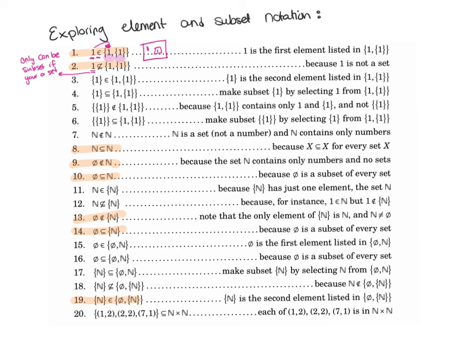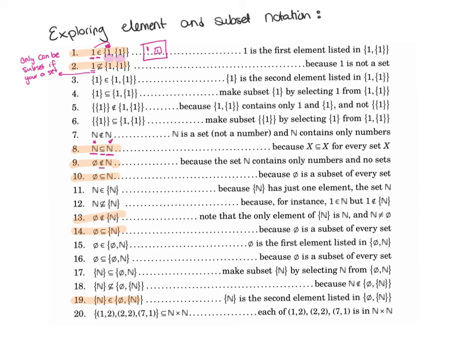Let's look at number 8. The set of natural numbers is a subset of the set of natural numbers. Any set is always a subset of itself because every element in the natural numbers is in the natural numbers. It's easy to think about. So therefore, we know that it's a subset.